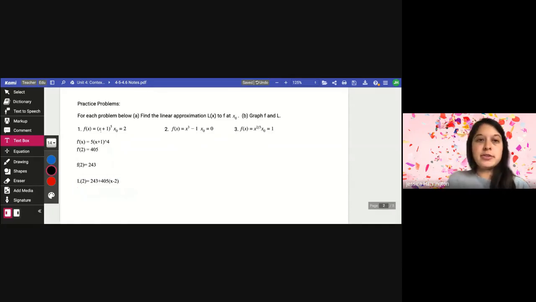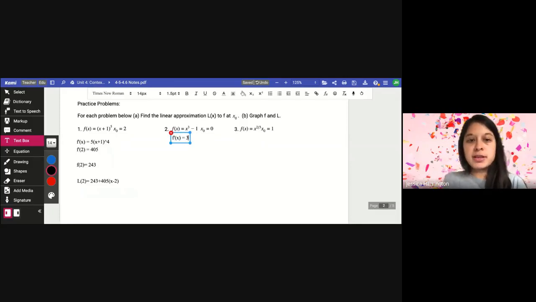All right, let's try another one. So we know we need the slope. So what's f prime of x? F prime of x here is 3x squared. Take away 0, so I don't need that. They're telling us x sub naught is 0, so f prime of 0, when I plug in 0, is just 0. And I need the value of the function at 0. When I plug in that, it's 0 cubed minus 1, it's minus 1.